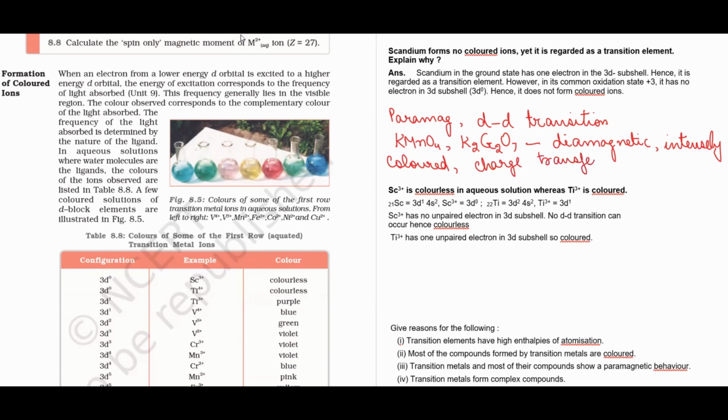So these are the two aspects that you need to keep in mind regarding this topic. What is the reason for color? Electrons from a low energy d orbital are excited to a higher energy orbital. The energy of excitation corresponds to the frequency of light absorbed, which you do in detail in the coordination chapter. This frequency lies in the visible region. The color observed is complementary to the color absorbed.